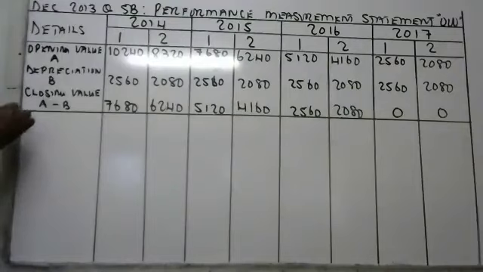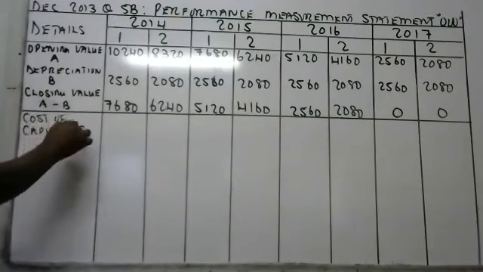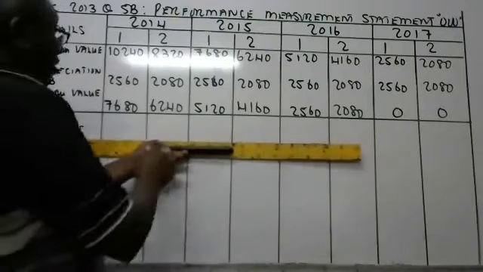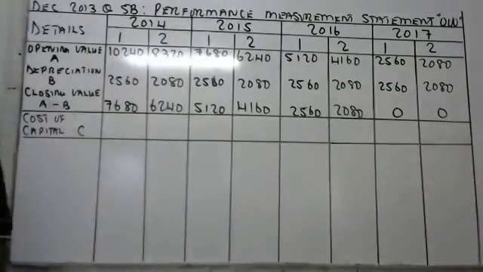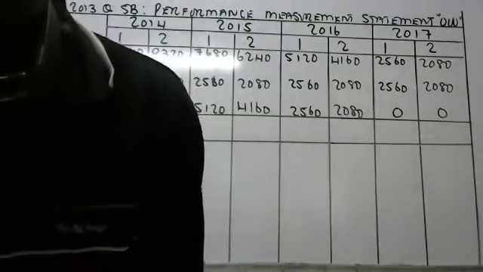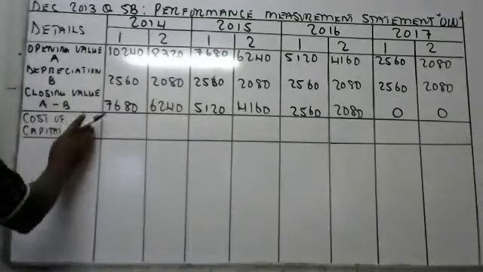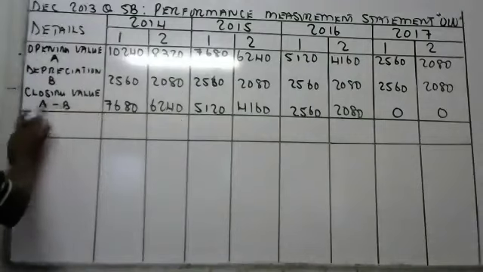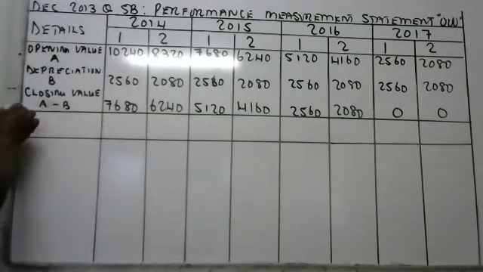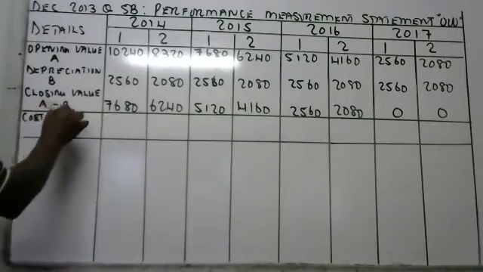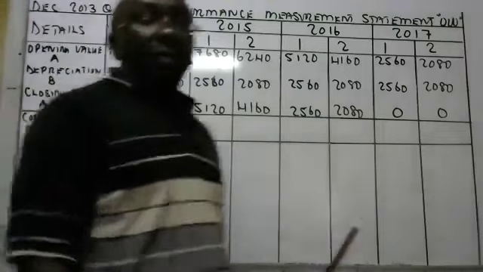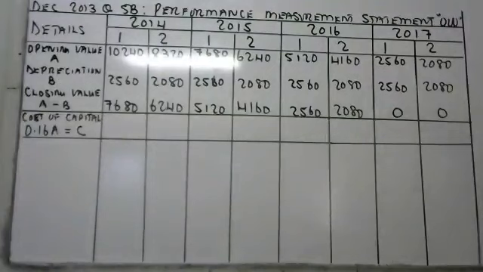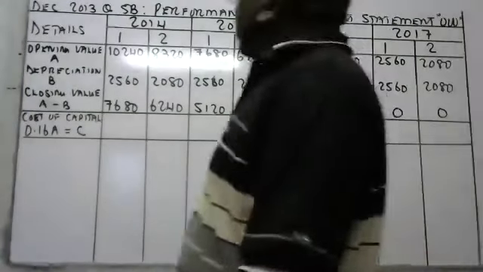The next one that you need to bring is called cost of capital, and we will designate it C. How we shall get it: we look at information 3, it is 16%. You include the formula, that is cost of capital. This cost of capital will be 0.16 of A, which we call C. It will be 16%, and we use the opening value. So let's start with the first one.